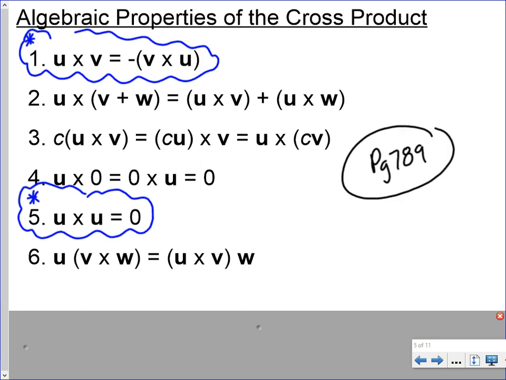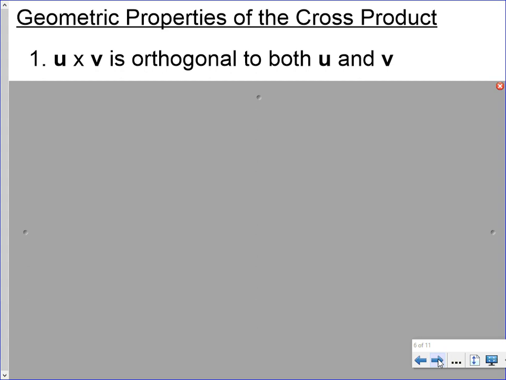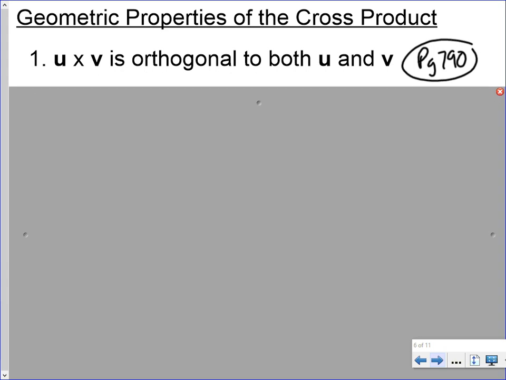There are also some geometric properties of cross products. I'm going to go through them. You don't have to write all of these down. These are on page 790, so if you do want to go back and look them up, you can look up page 790. There's one in particular that we're going to address here.